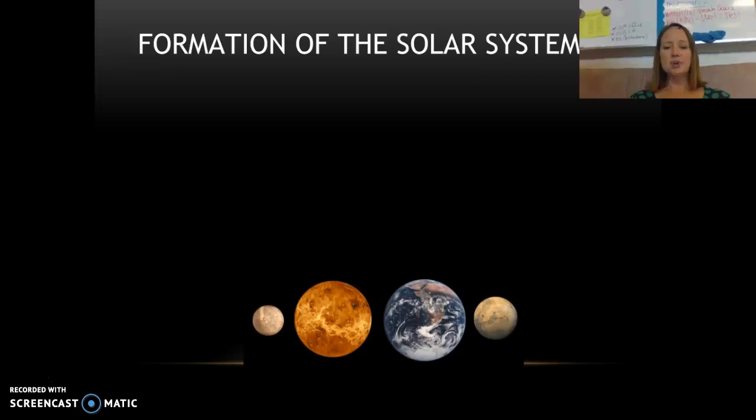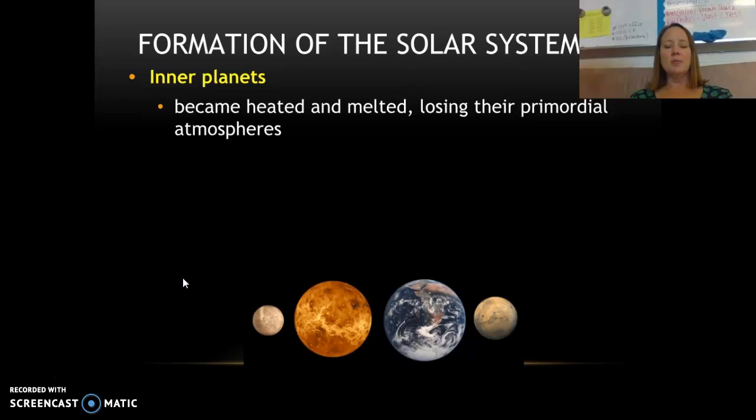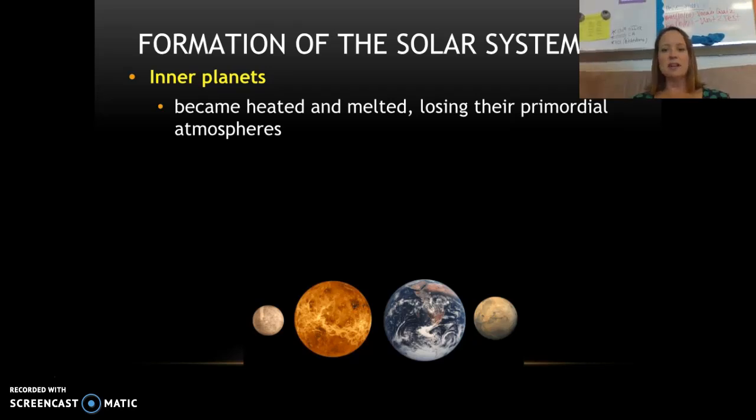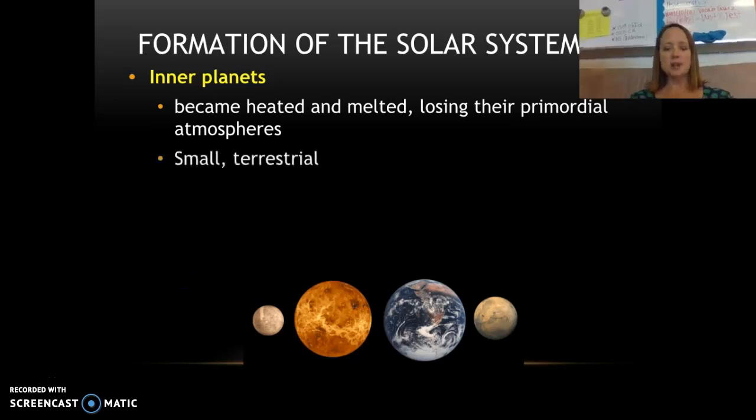All right, so we'll start with the 4 planets closest to the sun, the inner planets. When they initially formed from the collisions, they were heated and melted, so molten rock like lava. They lost their original atmospheres, so what was left were these rocky cores. So they are very small. We call them the terrestrial planets because they are solid rock. Today they have a very thin atmosphere, but they're mainly solid, and that's Mercury, Venus, Earth, and Mars.